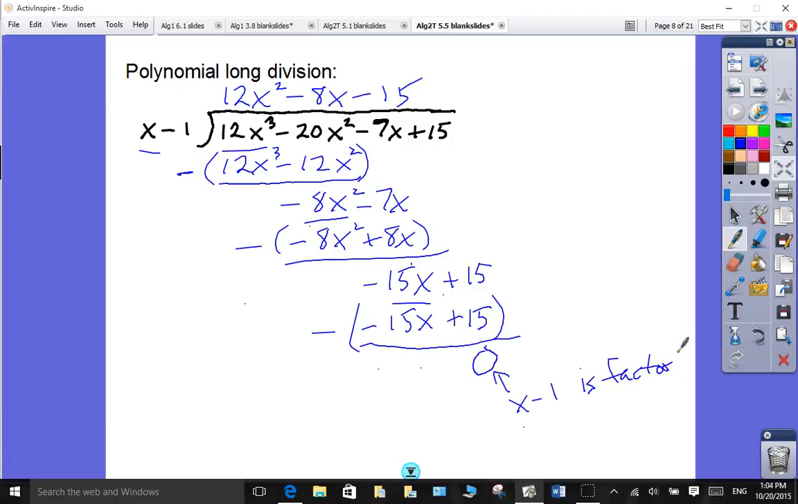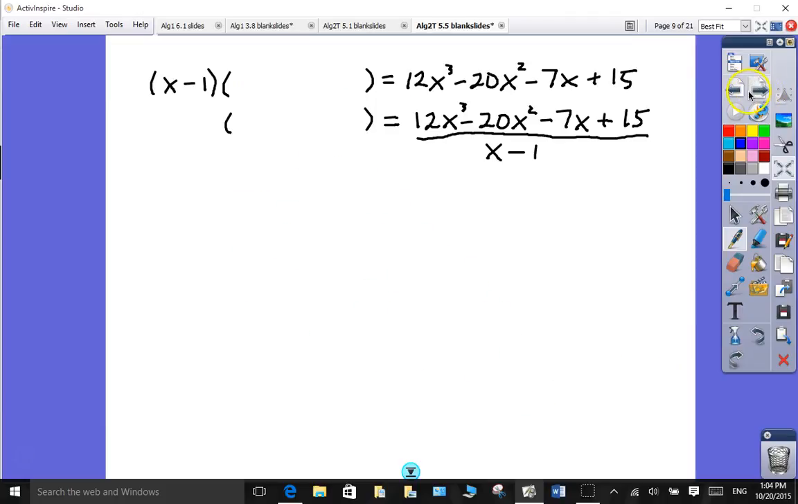Right, so 12x squared minus 8x minus 15. So we know what goes in here now. 12x squared minus 8x minus 15. Now, the truth is that a lot of times once you've factored out that first zero, or the first factor, what's left in the parentheses is factorable.